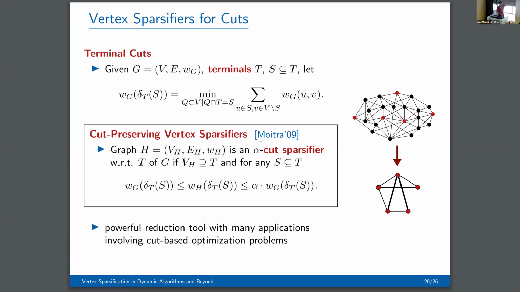And you would like to preserve essentially all these terminal cuts up to an alpha factor, and this sparsifier has to be very small. So think of this as having billions of nodes and three nodes as terminals, and I would like just a graph on 3 nodes, but still capturing the cut structure of the graph, right? So it's very strong in that sense. And this has been used a lot in approximation algorithms.